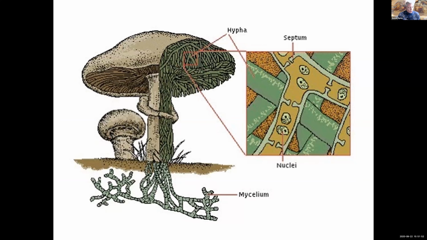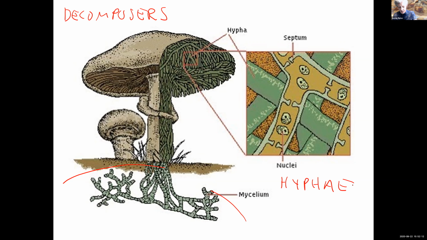So the ecological role of fungi is as decomposers, and the way that they're going to go about doing that is that the bulk of the organism is going to be down here in the soil. And so the cells that make up the body are called hyphae, and the whole body of the organism is called a mycelium.